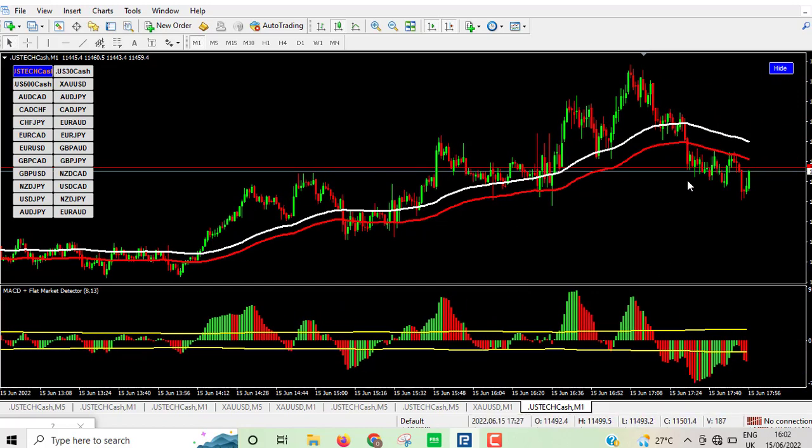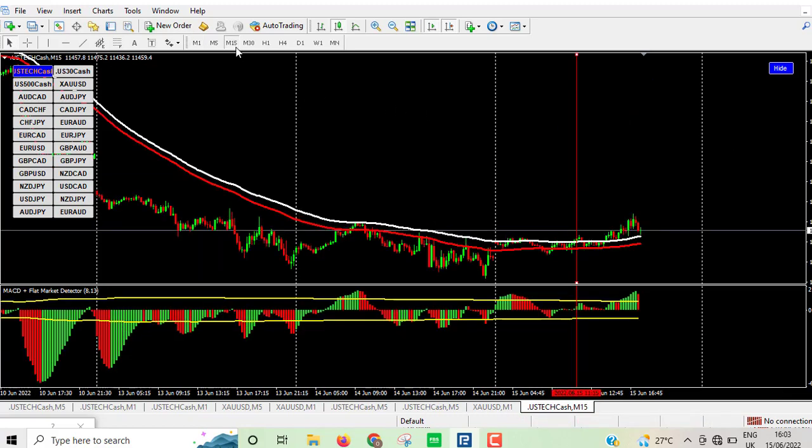The break below, we are not going to take that particular trade, because that is not the direction on the 15-minute time frame. So we are only trading in the direction of the 15-minute time frame. So this is how to use this particular strategy. Just make sure you follow it and you are going to actually make money trading this particular strategy.